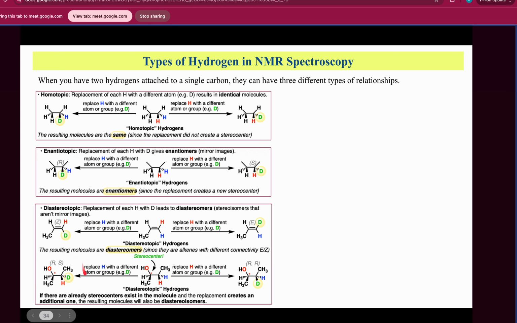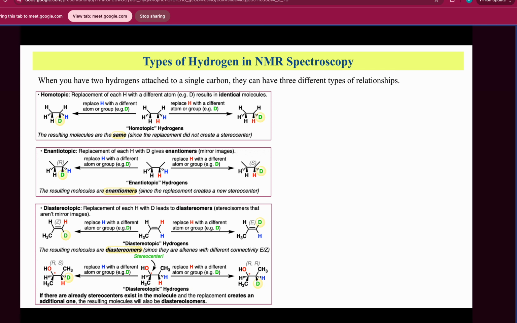And the second example of this is, if we replace this hydrogen, so red and blue hydrogens we are considering. If we replace blue hydrogen with D, and in this case if we are replacing red hydrogen with D, in this case also both of these hydrogens are diastereotopic hydrogens, because if there are already stereocenters existing in the molecule and replacement creates an additional one, the resulting molecules will also be diastereomers. So this is about the three types of hydrogens.